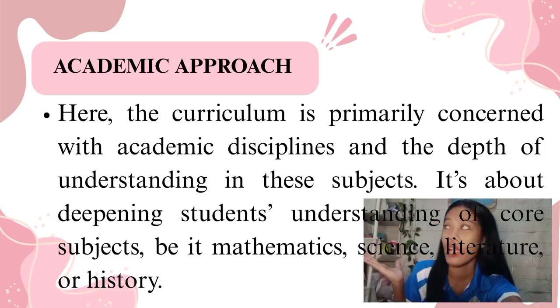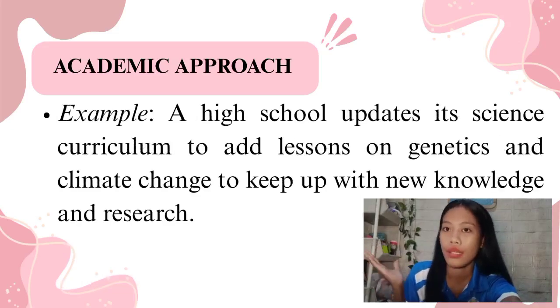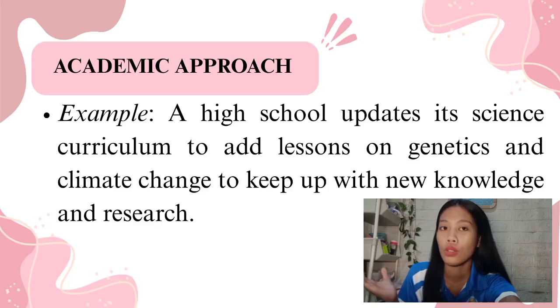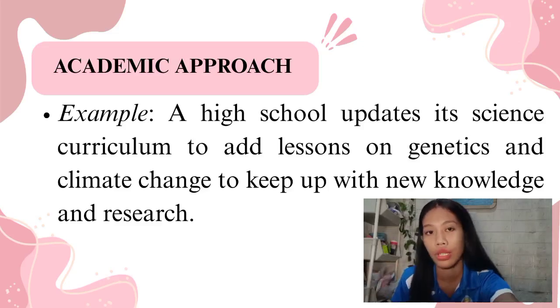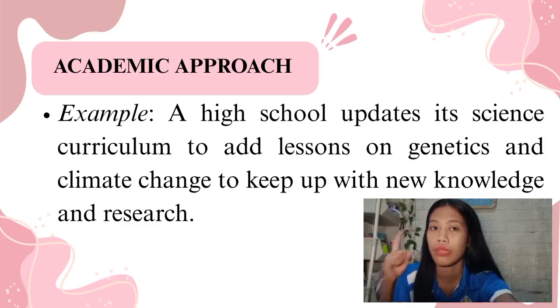For example, a high school might update the science curriculum to include new lessons about genetics and climate change. These topics are not just trends, but are also important knowledge that students should learn today. So the academic approach values intellectual development and mastery of knowledge. It ensures that the curriculum keeps up with the new research and the new discoveries.